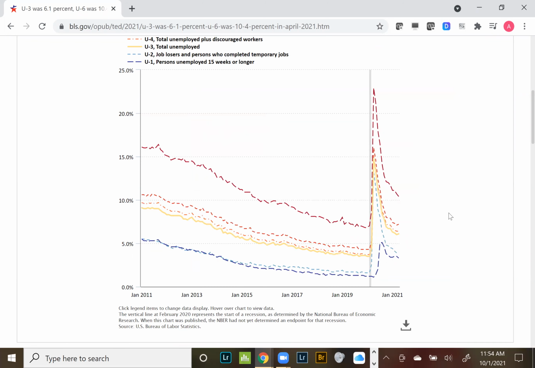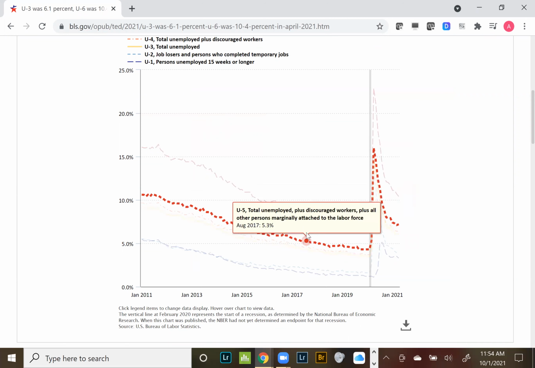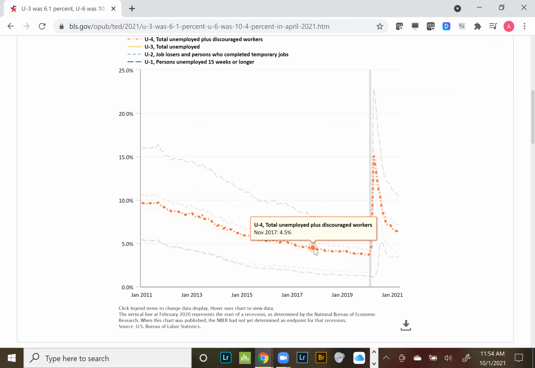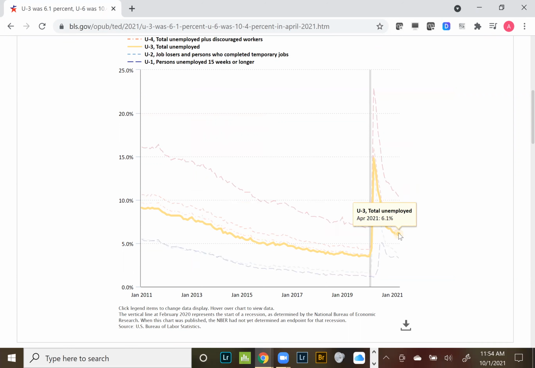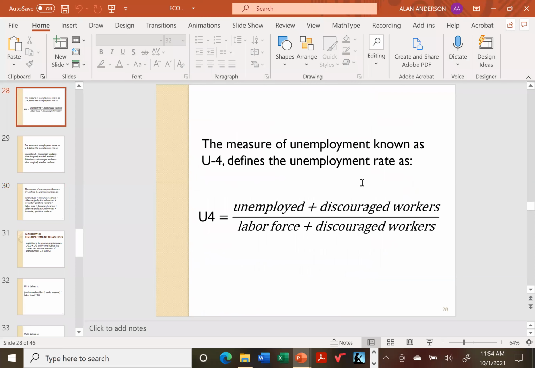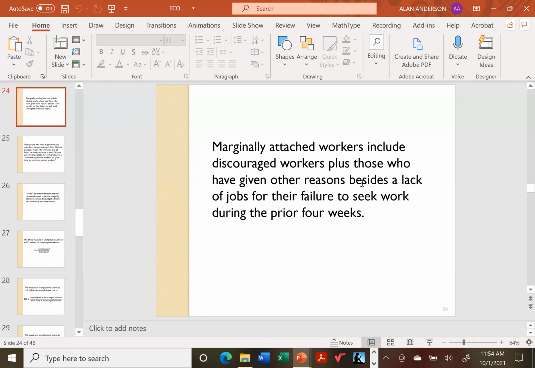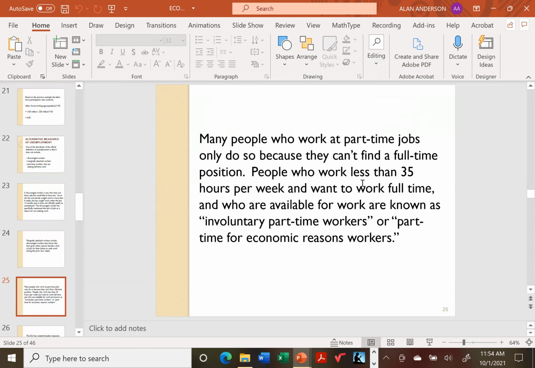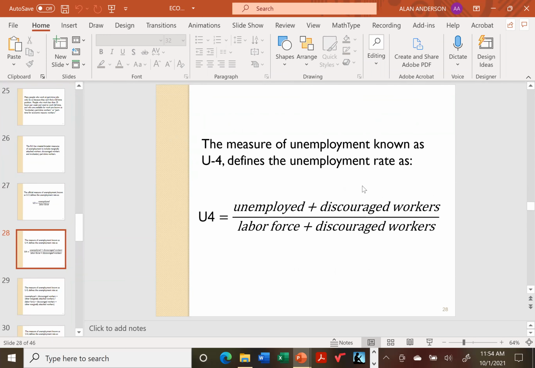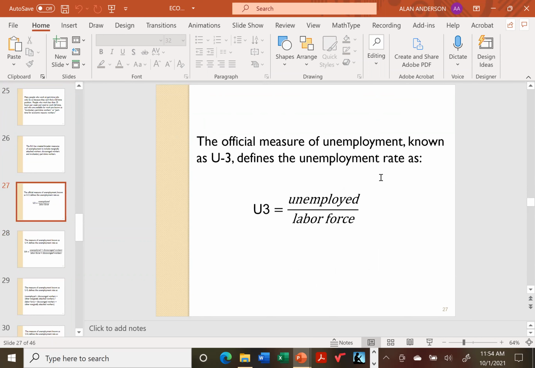So the idea is that you can pick which one you think is the most realistic, but the one that is considered to be the official rate is U3. That's the one we pay the most attention to. These others exist, and policymakers do look at them, but for all practical purposes, when you hear the words unemployment rate being reported, they're talking about U3. Now, I don't know the reasons why U3 is considered to be the official rate. Maybe it's on their website, but this is the one that they use.